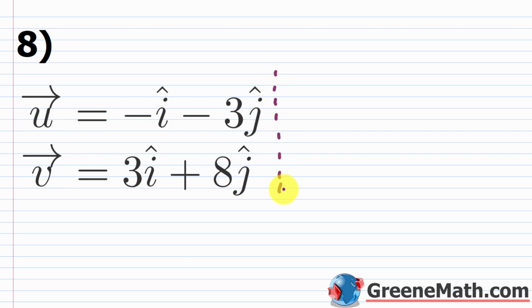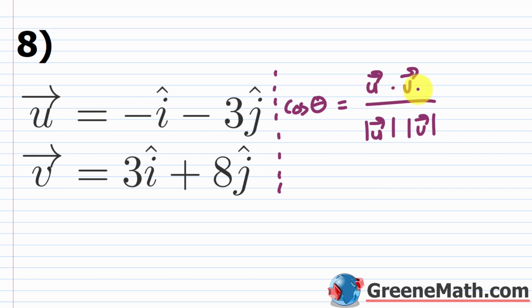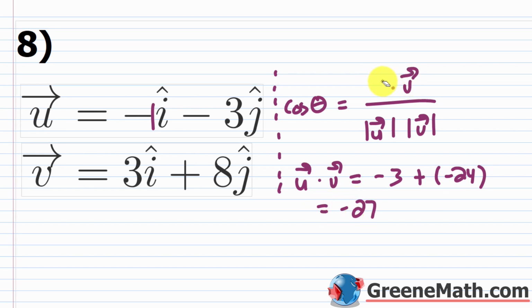So again, the formula is the same. The cosine of theta is equal to the dot product of your vectors u and v over the magnitude of u times the magnitude of v. So let's start with this dot product here. Again, you can write this in component form if you're more comfortable. You could put a little -1 there if that helps you out. So u dot v is equal to what? -1 times 3, that's -3, and then plus -3 times 8, that's going to be -24. So this would end up giving me -27 as a result. So let's put this up here as -27.